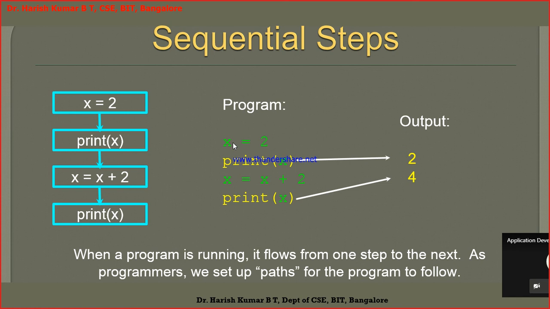Okay, the path is like this. There is only one path in this. There will be only one path if there are no repetitive statements and no conditional statements. When you add conditional programming constructs or repetitive programming constructs to your program, you get multiple paths. Okay. So this is one example.